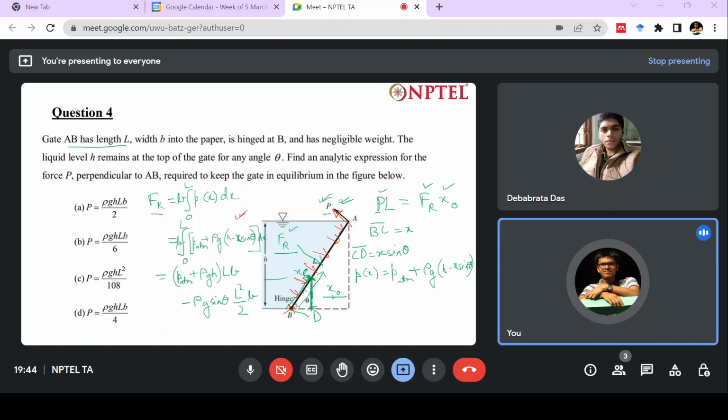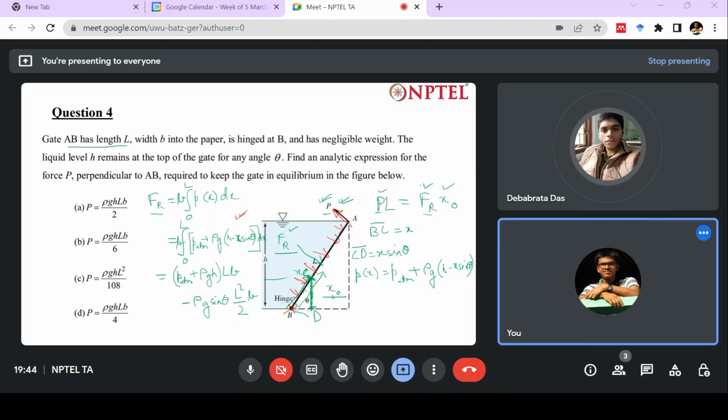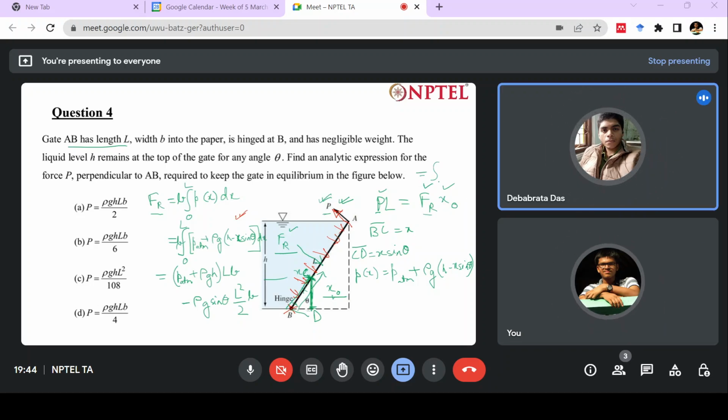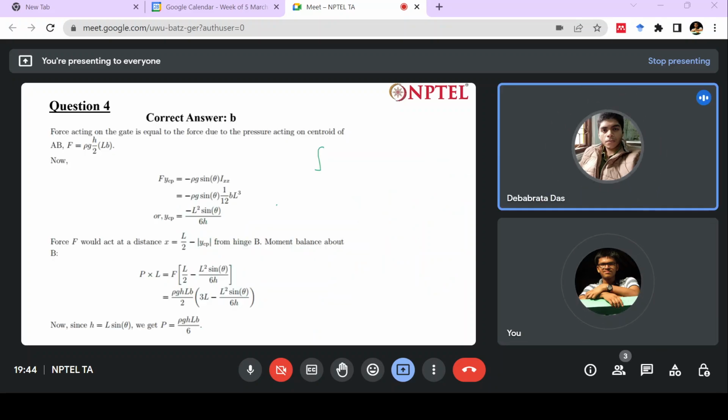Yeah, we can do a moment balance. Actually, we need not find this as well. FR into x0, this is the moment, right? So we could have just simply added a moment there: the integral from 0 to L of x p of x dx. This itself would have given us the answer. But anyway, since we are already doing this, let's do it.